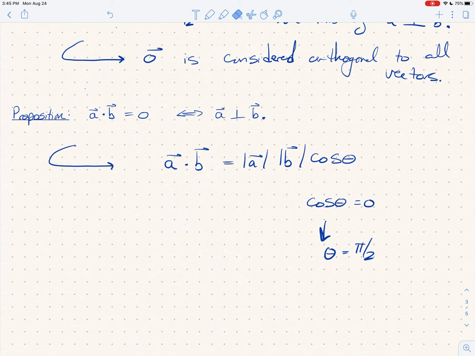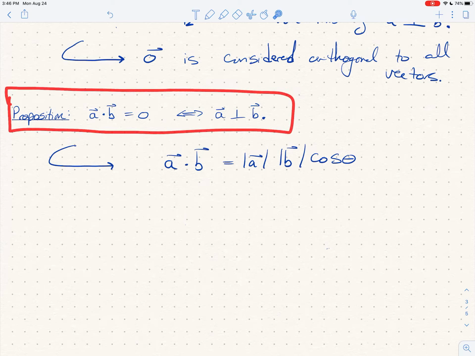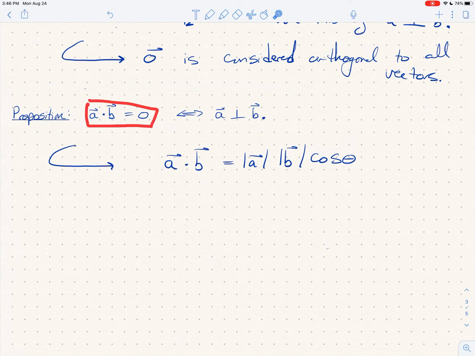Vice versa, if the angle between A and B is 90 degrees, pi halves, then you automatically know cosine theta is 0, and so A dot B is 0. So that's a brief explanation of why this fact is true, but you'll want to know it. This is really a useful tool. Just compute the dot product, typically with the easy algebraic formula, although of course you can use the other formula too. If you get out 0, then you know the vectors are orthogonal. And if you don't get 0, they're not orthogonal.